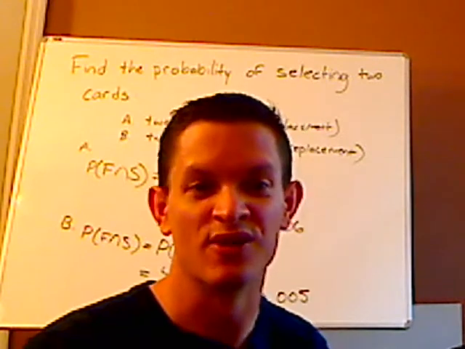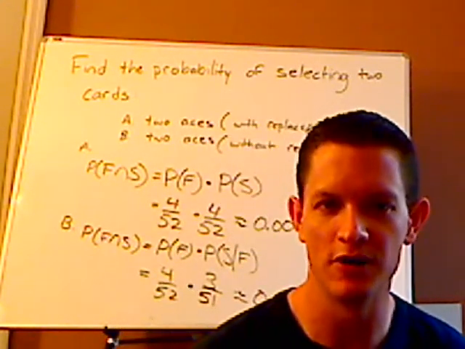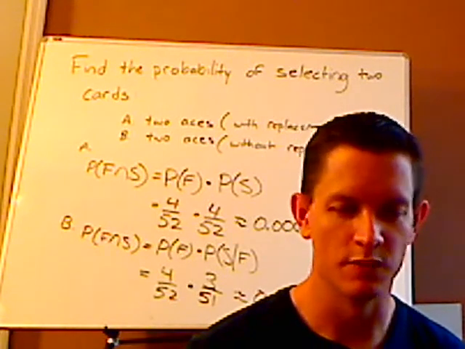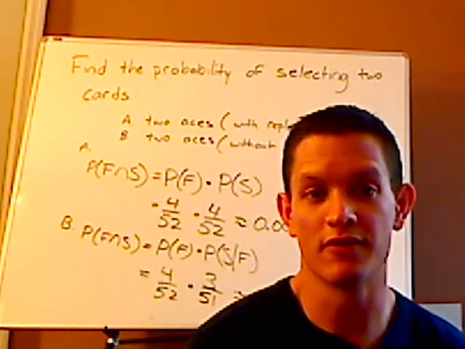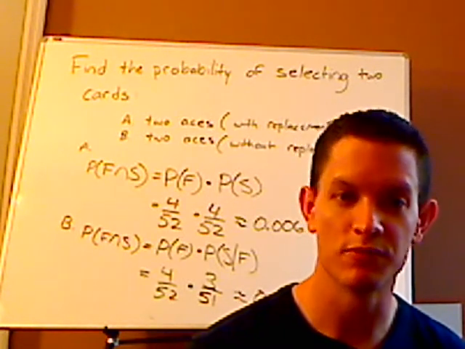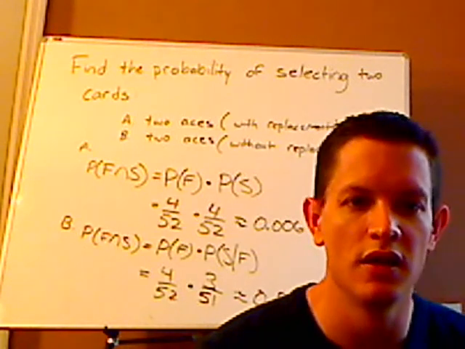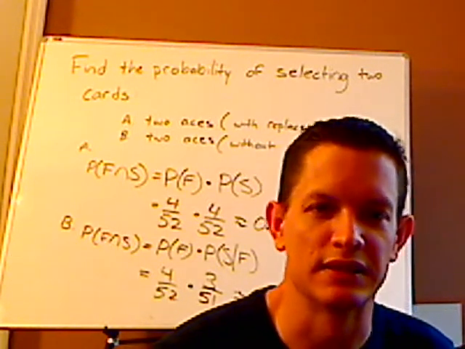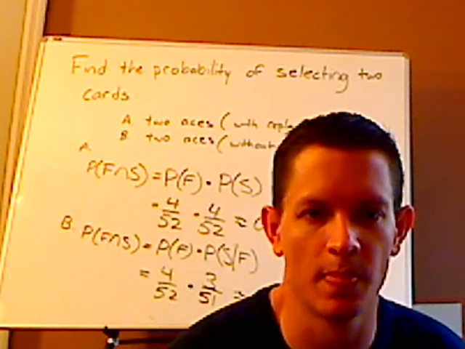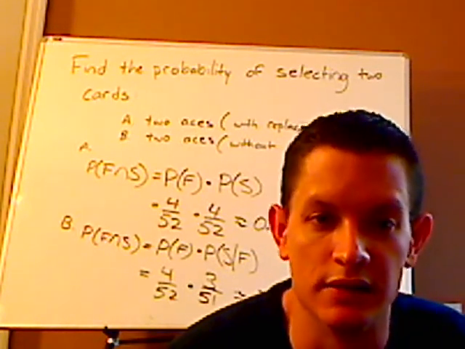And that should make sense, right? If you're selecting 2 cards and there's replacement involved, about selecting aces or whatever card, it should be higher. Without replacement, this is leaving, and so it's going to be slightly lower. So, and that's it.